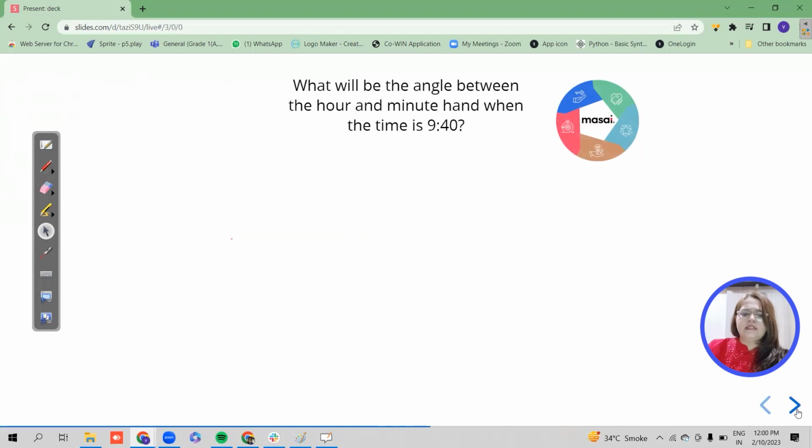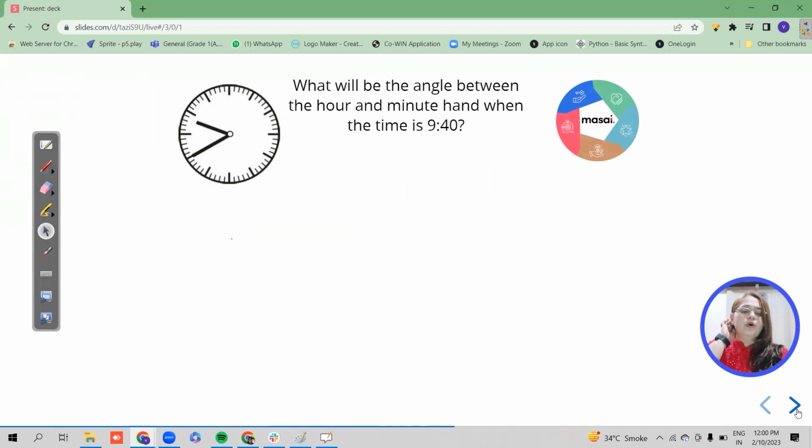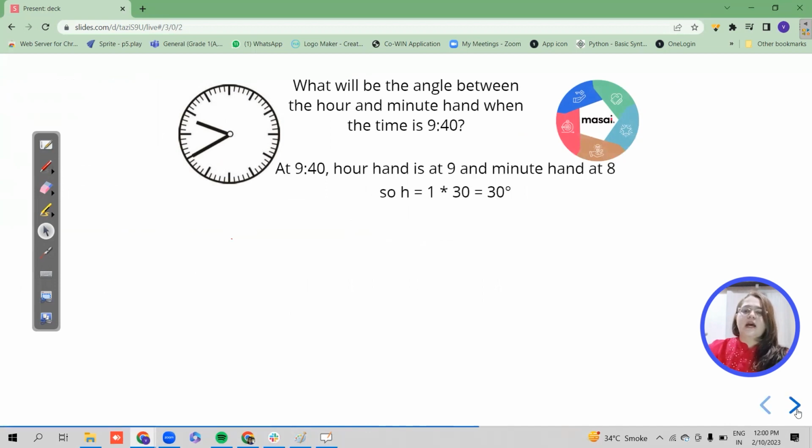Similarly, there is one more quick example where we have to change the method. So what is that? What is the angle when it is 9:40? So clearly we can say 9 means the hour hand is at 9 and the minute hand would be at 8. So between 9 and 8 there is only one subsection. So 1 into 30 will give you an angle of 30 degrees. At the same time, the minute hand has traveled for 40 minutes and each minute is giving 0.5. So that means it is 20 degrees.